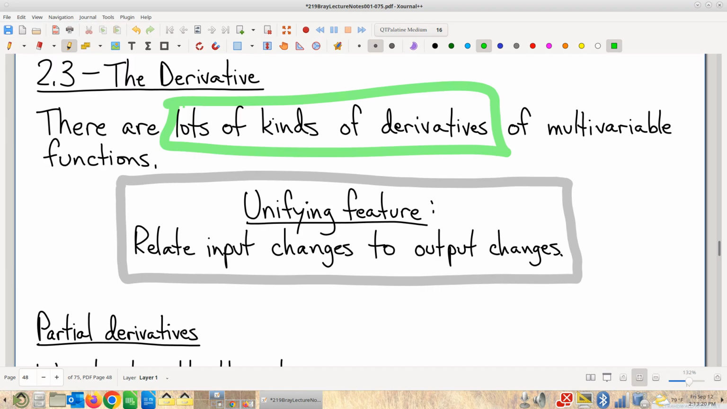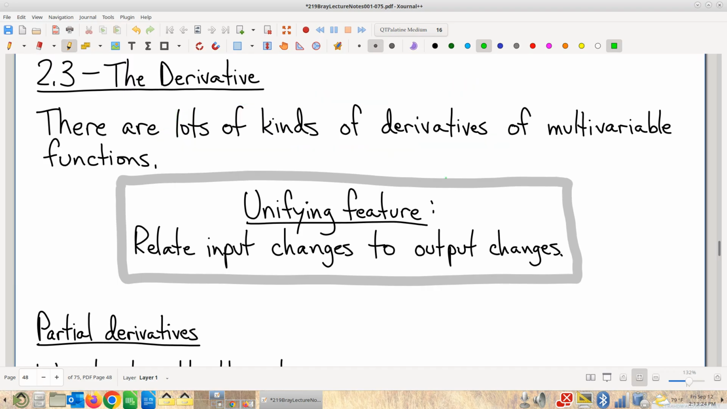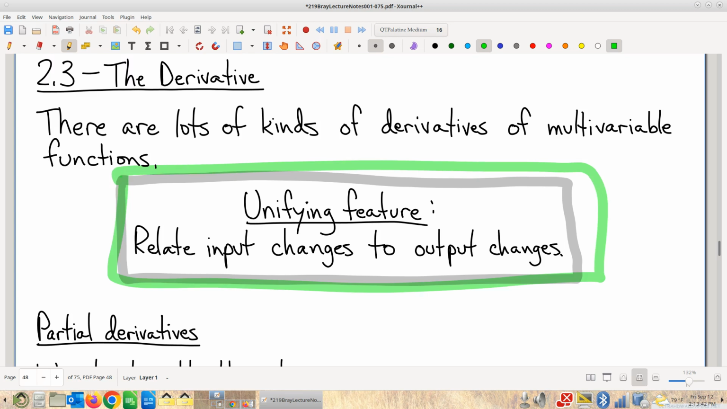Now, I have a gripe, and that is when two things are different, shouldn't we call them by different names? It'd be kind of confusing to use the same name to refer to different things. So why do we use the word derivative if they're all different? And the reason why is because they all have a common unifying feature.